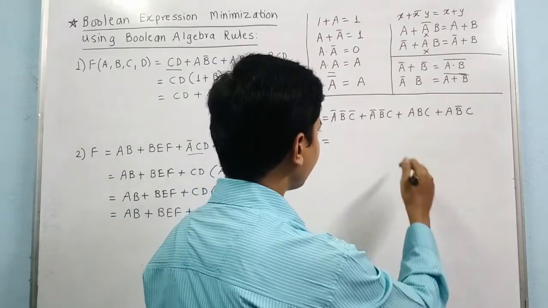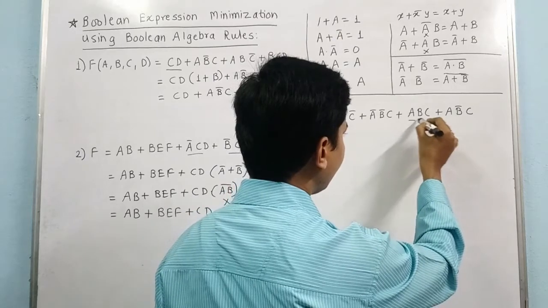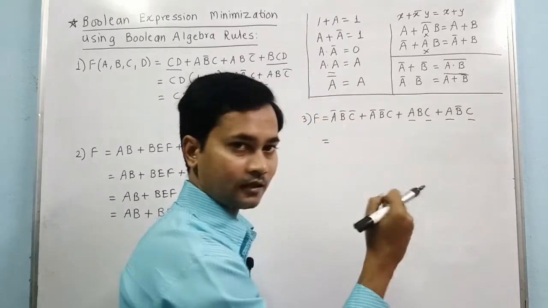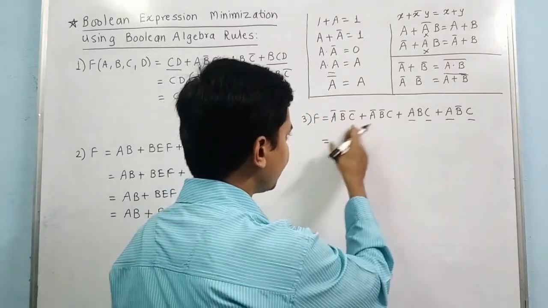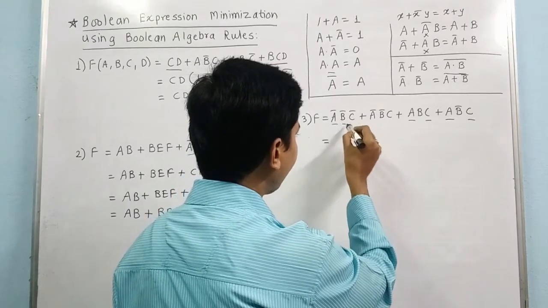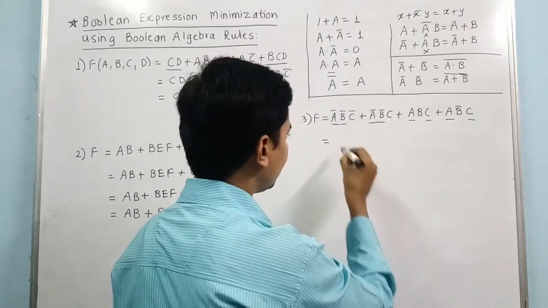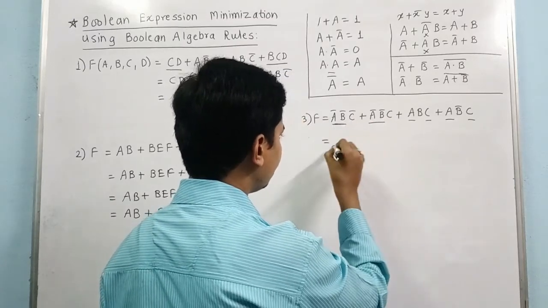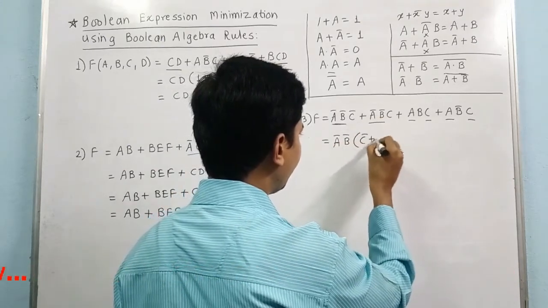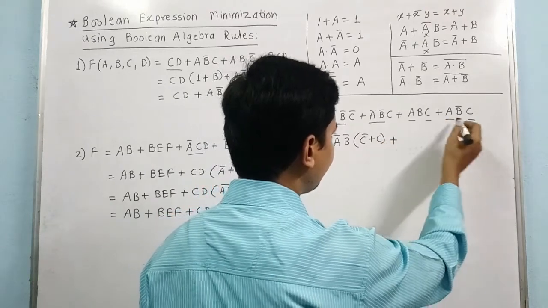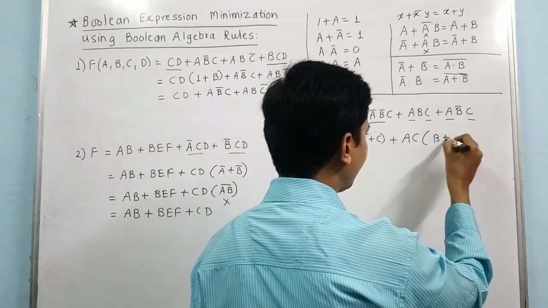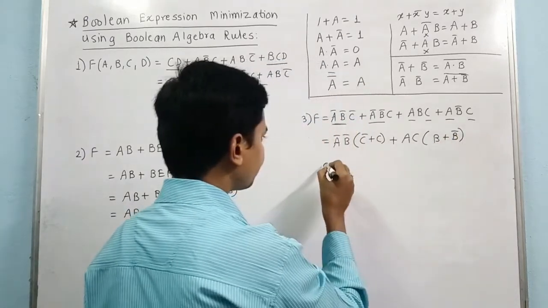So in the last term ac can be taken as a common variable, and in the first and second term also we can take a bar b bar as common, right? So just take common a bar b bar from first and second, and what remains inside? C bar plus c. And in the third and fourth term ac can be taken as common, ac into bracket b plus b bar.